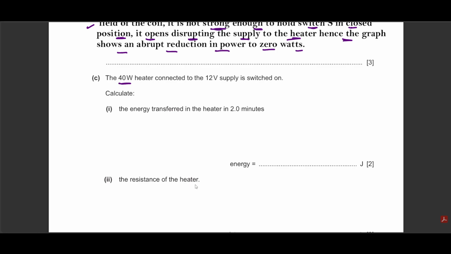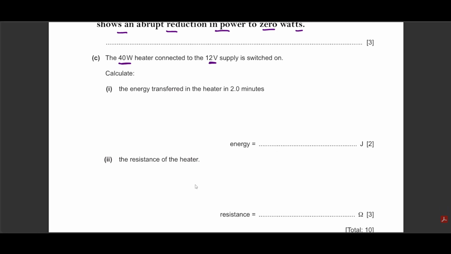The 40 watt heater connected to the 12 volt supply is switched on. Calculate the energy transferred. So power equals energy divided by time. Energy equals power multiplied by time.